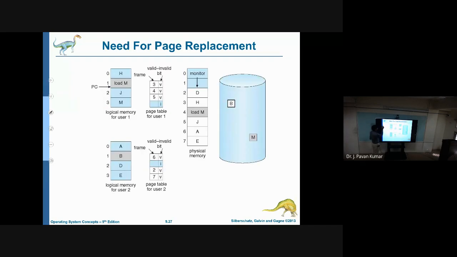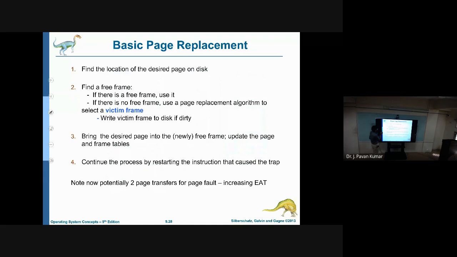Let us see one simple example for first in first out as well. This is page replacement, which we have already seen. Find a free frame. If there is a free frame, use it. If there is no free frame, then use a page replacement algorithm to select a victim frame. We have to select a victim frame. Then, that victim frame we have to write back to disk if it is dirty. That means if it is modified, then we have to write it back to disk. Then only we can bring the desired page into the free frame.